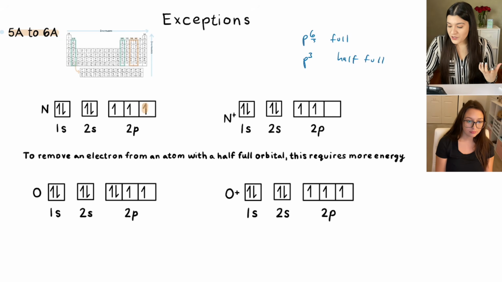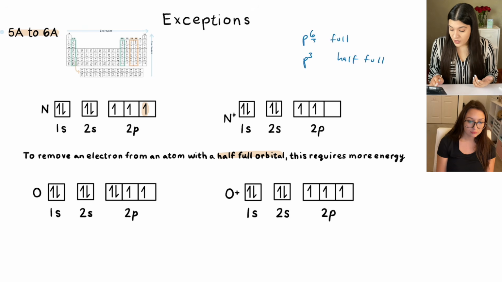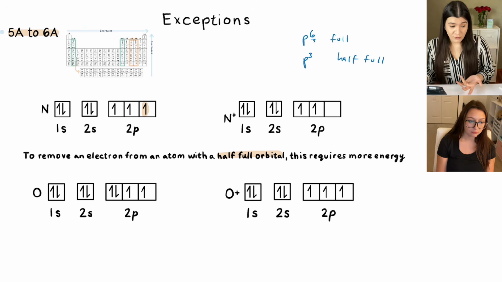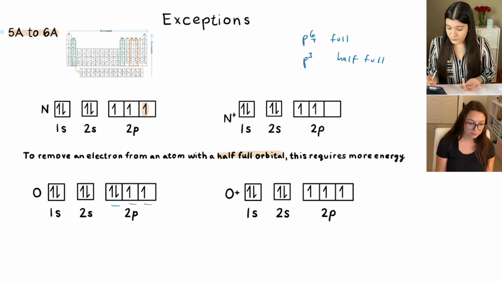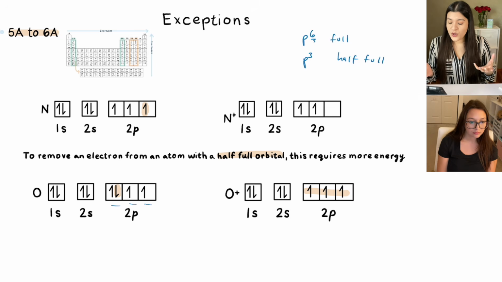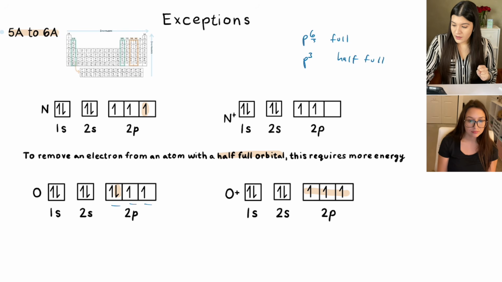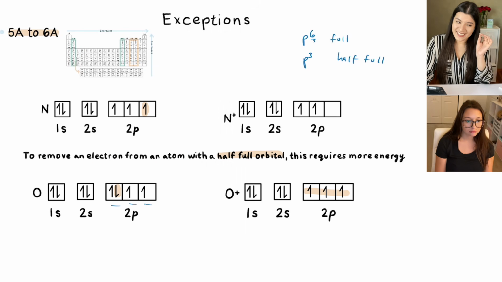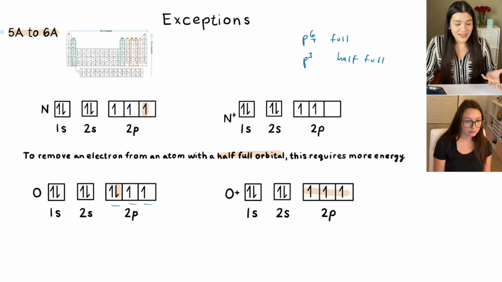If I were to remove an electron from something that is half full, that's going to require a lot more energy than from something that wasn't half full. In this case, this is a little bit more than half full because there are 4 electrons here, right? So if I take one, it's still half full and completely happy. There's no problem there. Our atoms essentially just want to be half full or completely full.